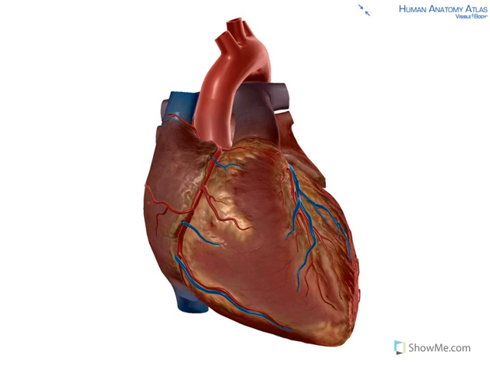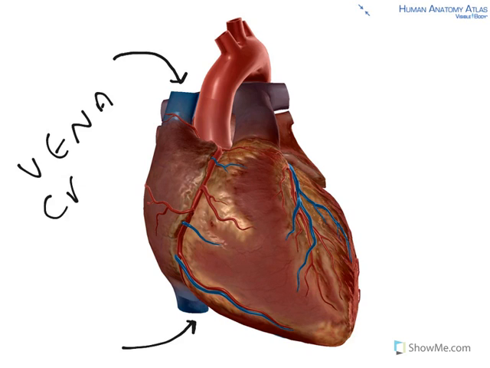Now let's try to identify some of the vessels going into the heart and coming out. First of all, I want you to look at the blue vessels that we can see on the left-hand side of the image, here and here. These are the vena cava. Okay, spell vena cava. And we have a superior vena cava and an inferior vena cava, carrying blood from the top and bottom halves of the body respectively.